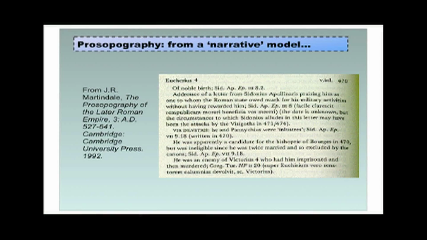Prosopography is a branch of historical research that traditionally has focused on the identification of people that appear in historical sources. Pre-digital prosopographies, such as Martindale's Prosopography of the Later Roman Empire, presented their materials as narrative articles about the individuals they contain. The figure shows a typical brief article for someone identified as Eucharius IV. In this article, Martindale tells us a story about this person, mostly based on information he found in the Epistulae of Sidonius Apollinaris, that is, the letters of Sidonius Apollinaris.